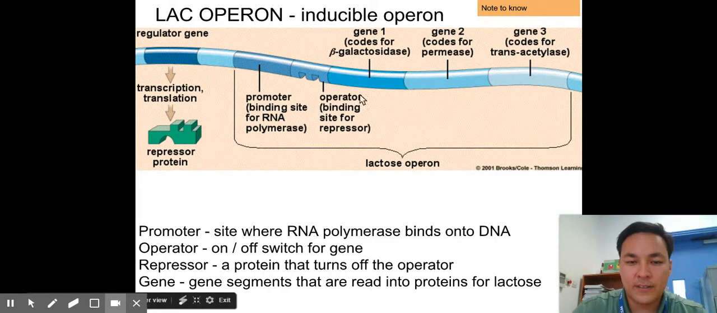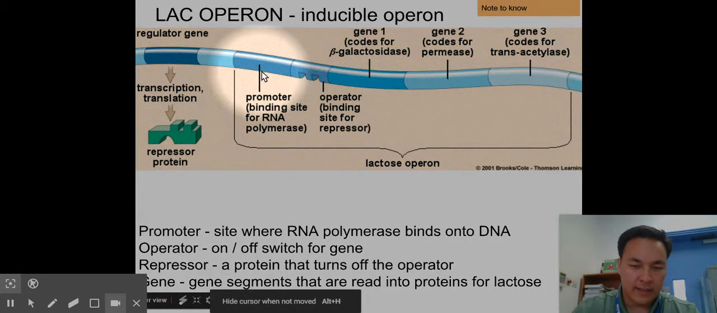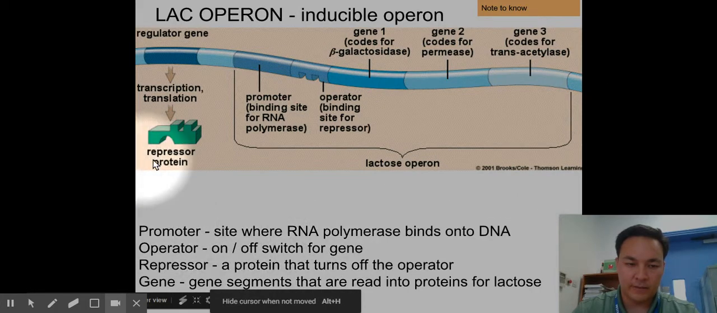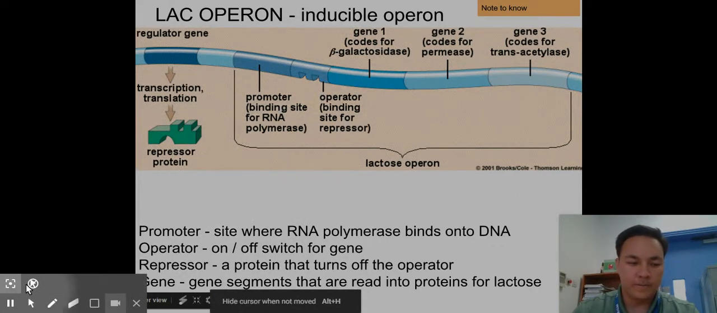Here, if there's no lactose present, this is turned off. So a regulator gene upstream is going to make a repressor protein. Notice that a repressor protein can fit in beautifully right here, and it stops the transcription of these genes. Here's where RNA polymerase would bind on, and it would transcribe these genes. But if the repressor's here, no go.